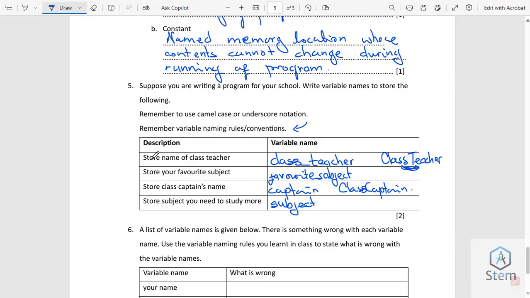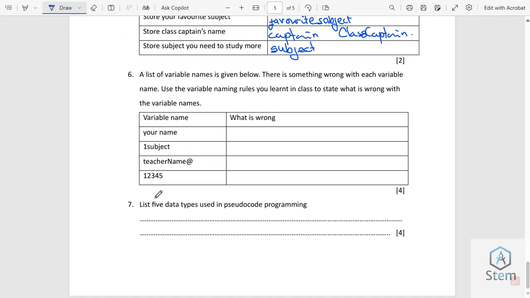Someone can just say, instead of saying class underscore teacher, someone can say teacher. That is also accepted. So variable names can be flexible. You can have your own name that is different from mine, and I will be okay with it.